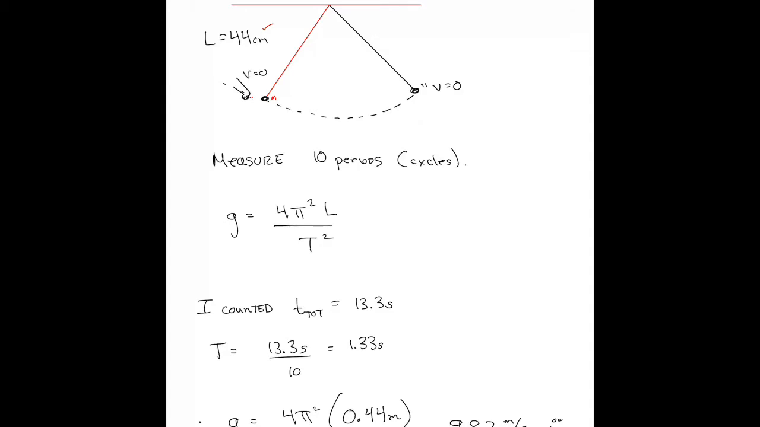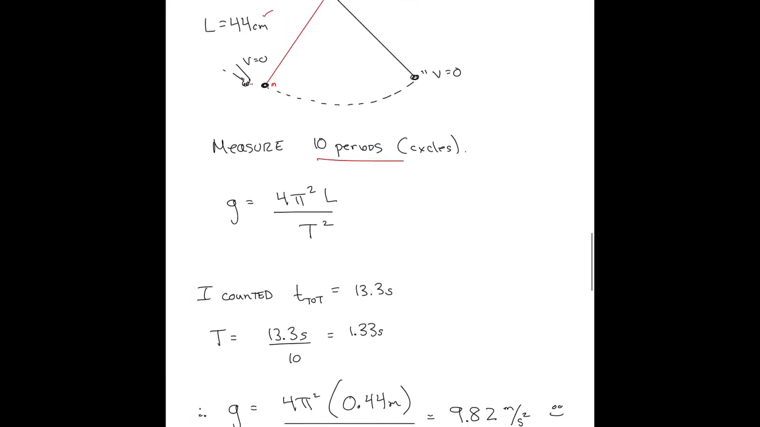Now again, it wouldn't be very precise to just measure one cycle. You're going to measure 10. So you're going to measure 1, 2, 3, 4, and so on. It doesn't matter when you start. This thing can be going back and forth, and you can decide to start right there. Click. 1, 2, 3, 4, and so on. So you're going to measure 10 periods or 10 cycles.